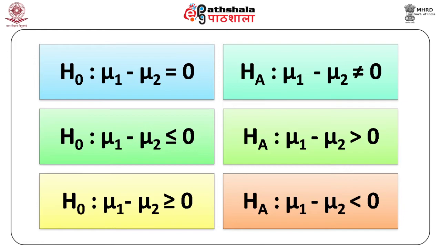Depending on the type of research, that is directional or non-directional, the statistical hypothesis can take the following forms, which are similar to statistical hypothesis used for t-test for dependent means. The null hypothesis being mu1 minus mu2 equals 0, and the alternate hypothesis being mu1 minus mu2 is not equal to 0. Or the null hypothesis can be mu1 minus mu2 is less than or equal to 0, and the alternate hypothesis being mu1 minus mu2 is greater than 0. Or the null hypothesis can be mu1 minus mu2 is greater than or equal to 0, and the alternate hypothesis can be mu1 minus mu2 is less than 0.